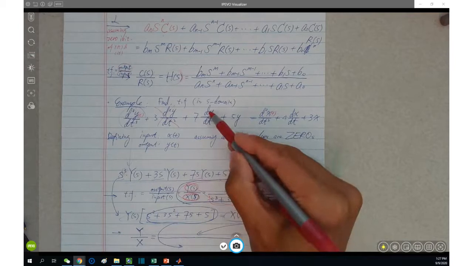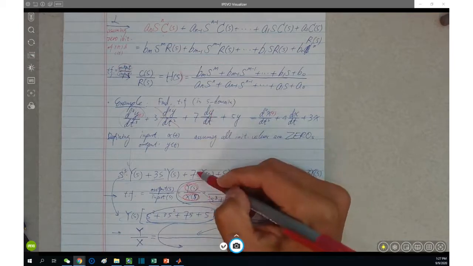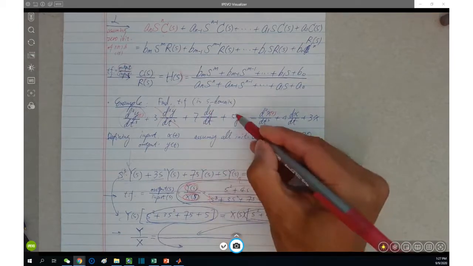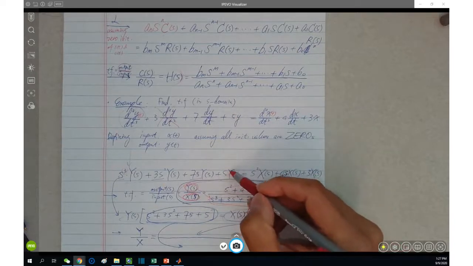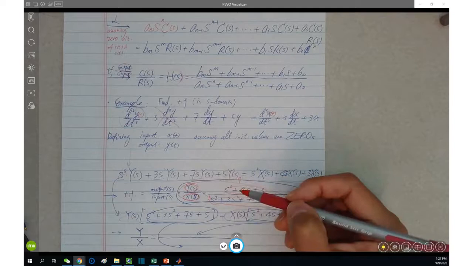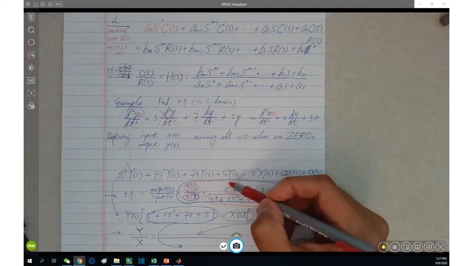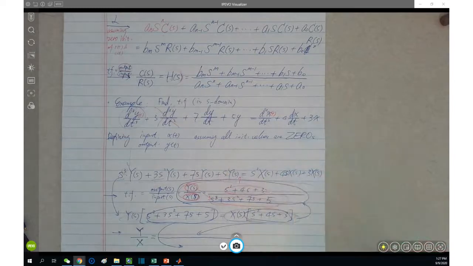The order of this derivative is 1, and correspondingly the s term order is 1, too. The derivative order is 0, and then the s term here is 0, too, right? That's why you end up with just the 5 itself. Be very careful on this. All right, we can move on.